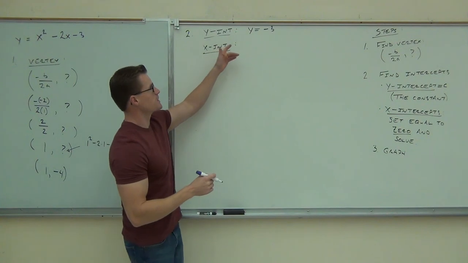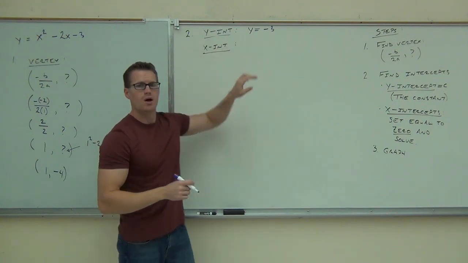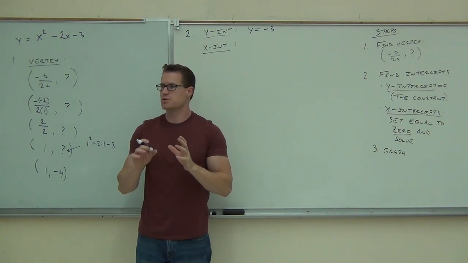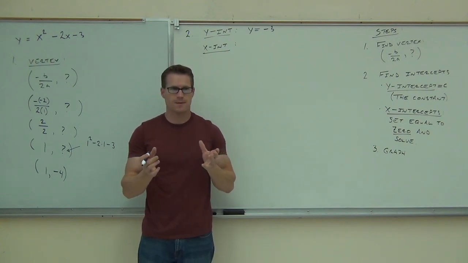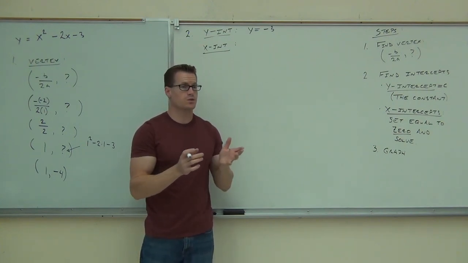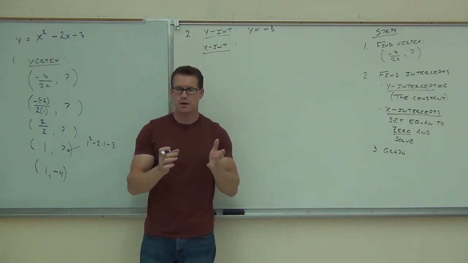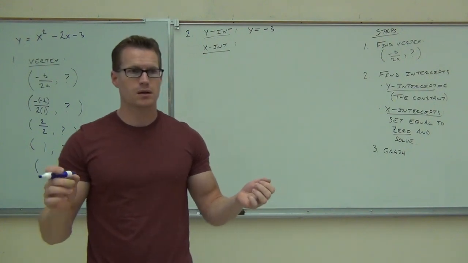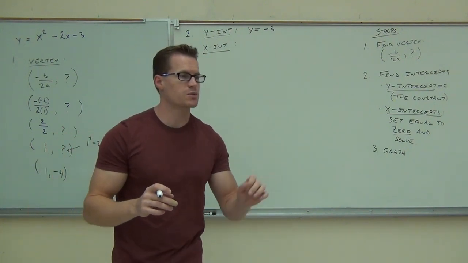Now, the y-intercepts are easy. X-intercepts take a little bit more work. What are you supposed to do with your x-intercepts? How are you supposed to find your x-intercepts? Set what equals 0? Okay, go ahead and do that now. See if you can factor. If you can, great. Solve it all the way down for your x-intercepts. Go ahead and do that.